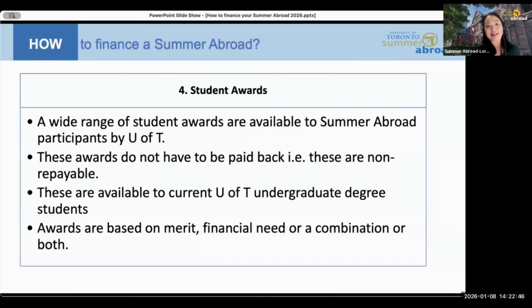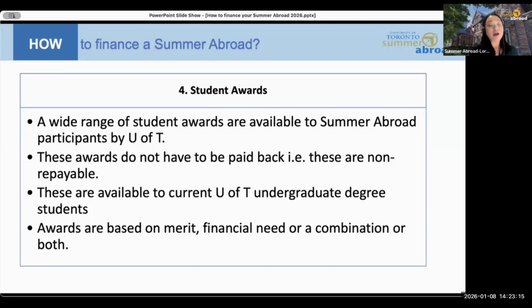This gets me really excited because there's quite a bit of funding usually there for those who are eligible. A wide range, as I note on the slide, are usually available for international opportunities such as summer abroad. These awards, to note, do not have to be paid back. We often get asked about those. So these are non-repayable. We grant it, we apply it towards your program fees, and you do not have to pay this back. It's not a loan.